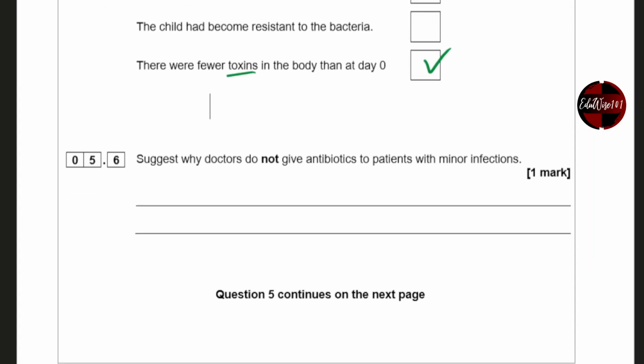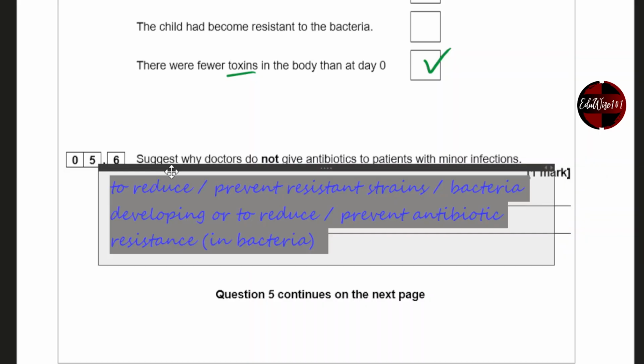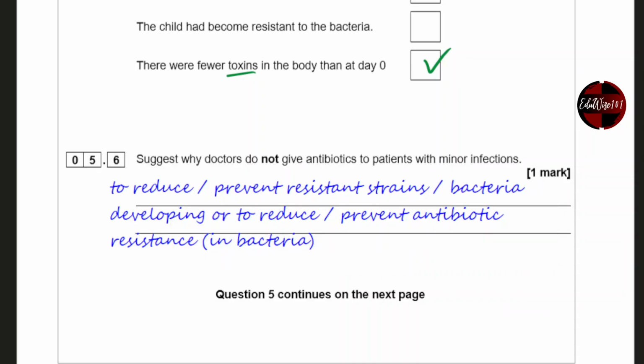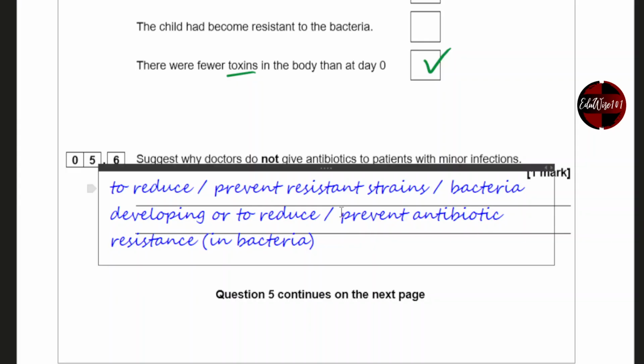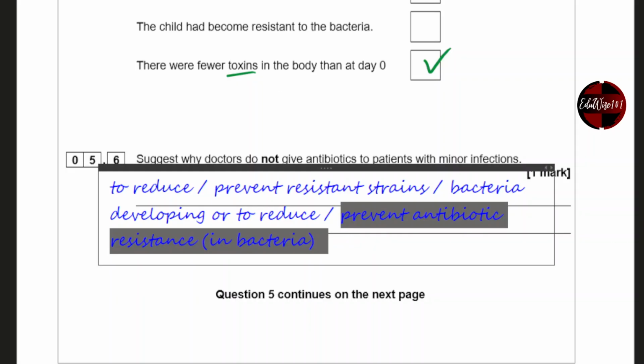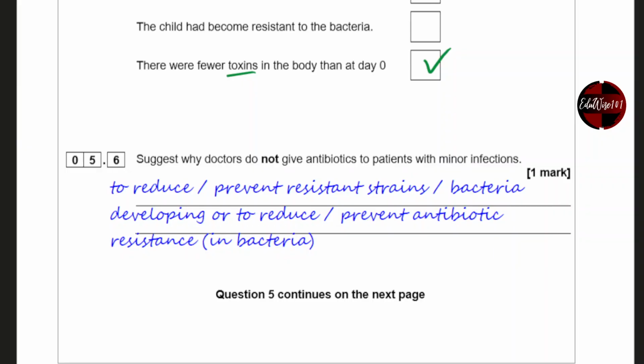Suggest why doctors do not give antibiotics to patients with minor infections. Now, just because you have a small infection, if you ask for antibiotics, the doctors will not give them. Why? To reduce and to prevent resistant strains of bacteria from developing, or you could say to prevent antibiotic resistance in bacteria.